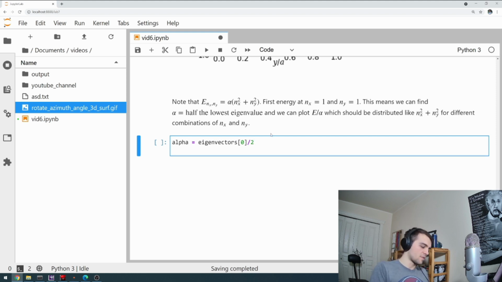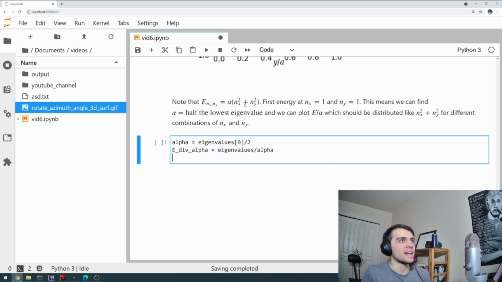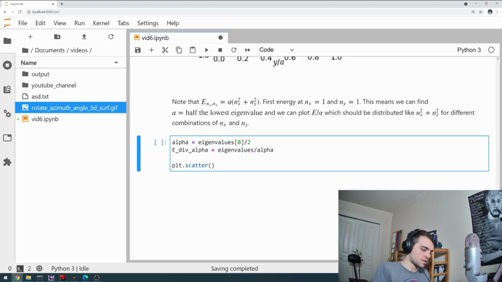And then we can find our normalized eigenvalues. So E divided by alpha is equal to eigenvalues, sorry, this shouldn't be eigenvectors, this is eigenvalues. And then I go eigenvalues divided by alpha. And if I divide by alpha, I get nx squared plus ny squared, or I should get something like that, right? So if I plt.scatter these, first I need to make a dummy array so I can scatter these. This is equal to np.arange, we'll go 0, length of eigenvalues, and I'll go 1. So this is just a dummy, so we can scatter plot this. I'll go this, and then E divided by alpha here.